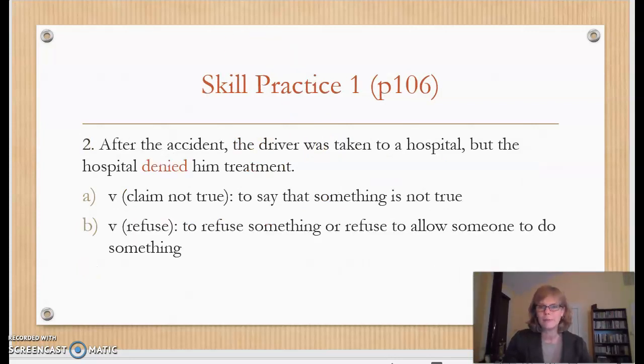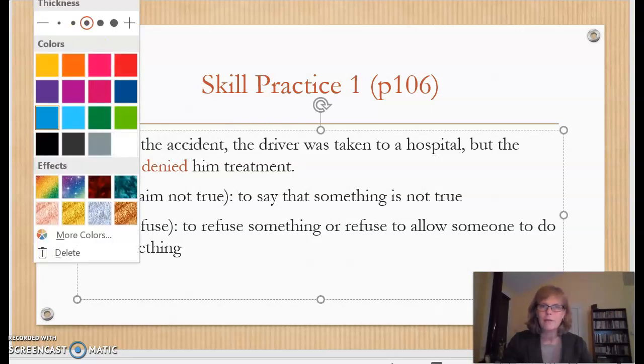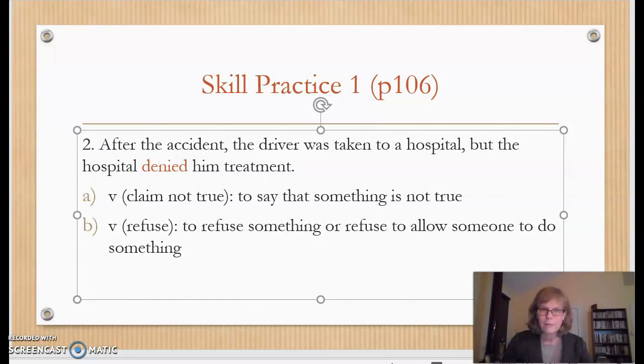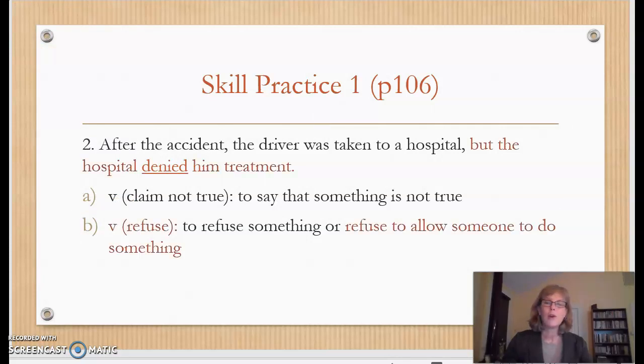Let's look at number 2. The hospital denied him treatment. It's a verb. And which one did you choose, A or B, for number 2? So I agree with you if you chose B. B shows me that it means the hospital refused to allow someone to do something. And that's what I find out here, right? The hospital denied him treatment. That word but tells me that something, a conflict, is happening.